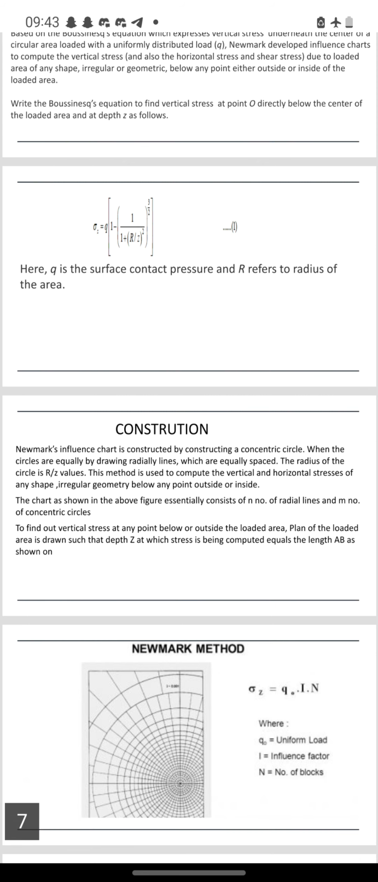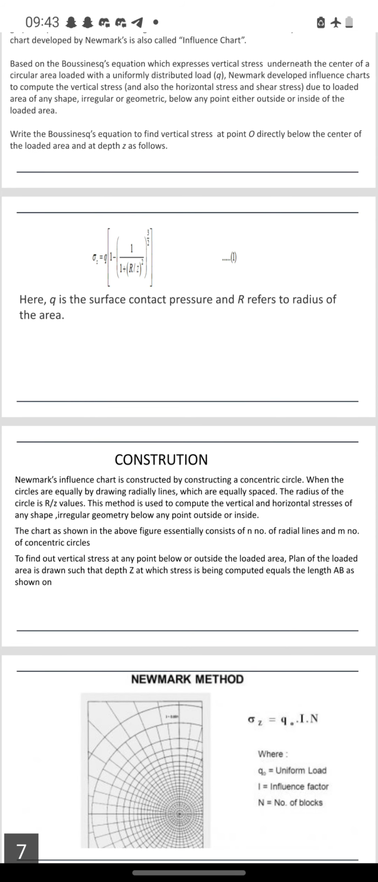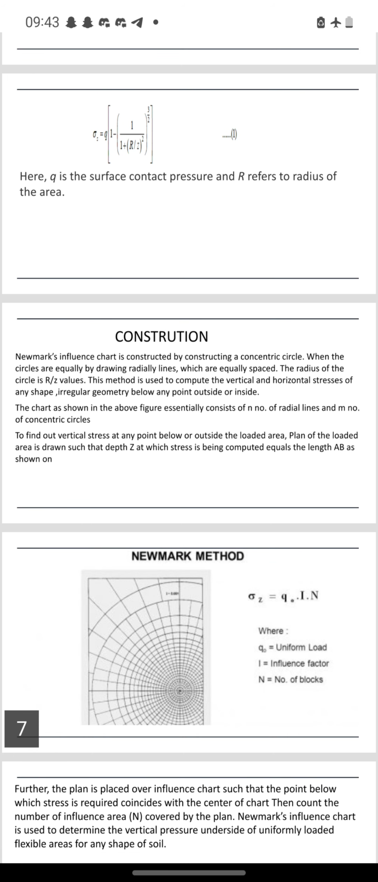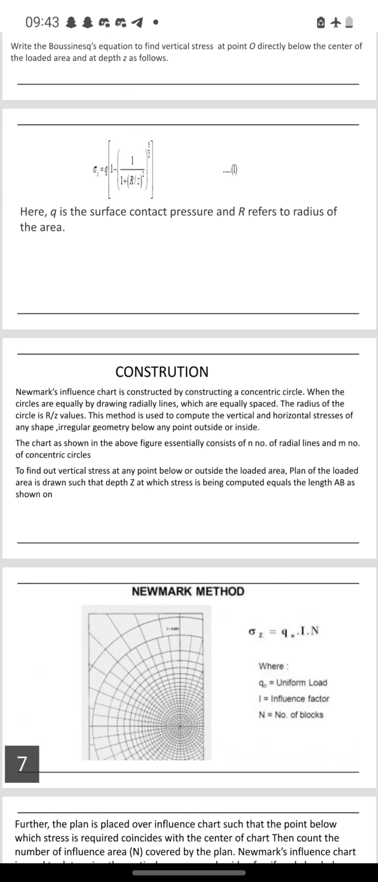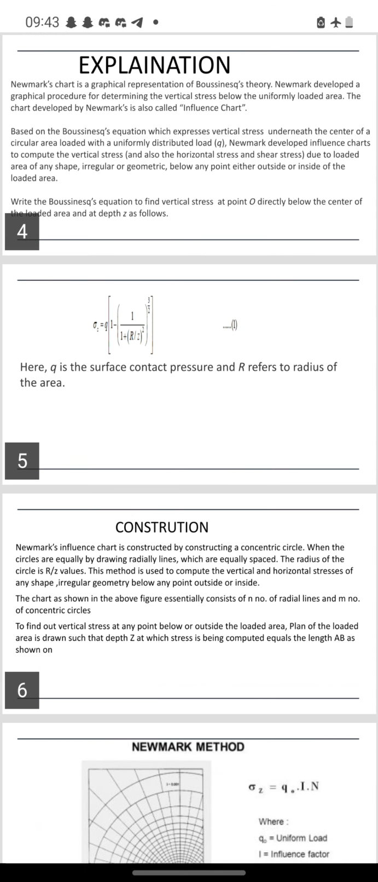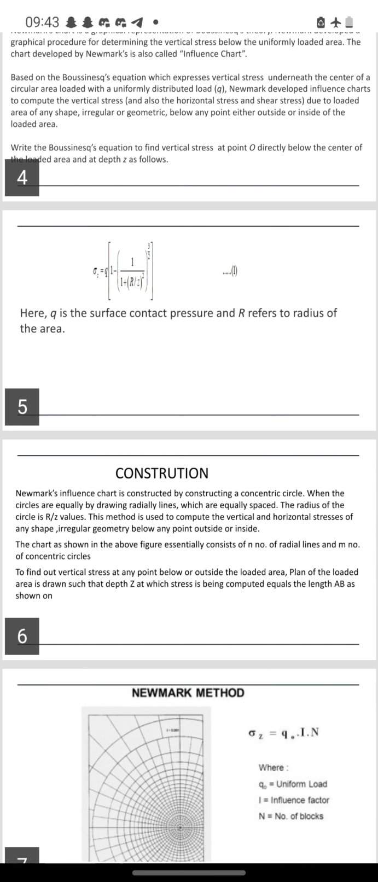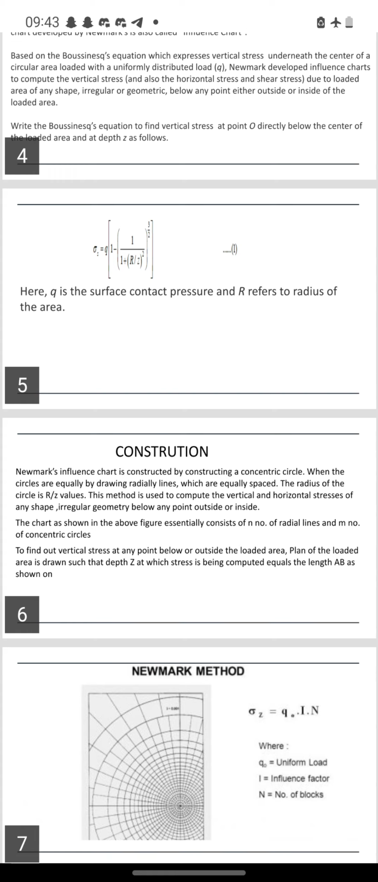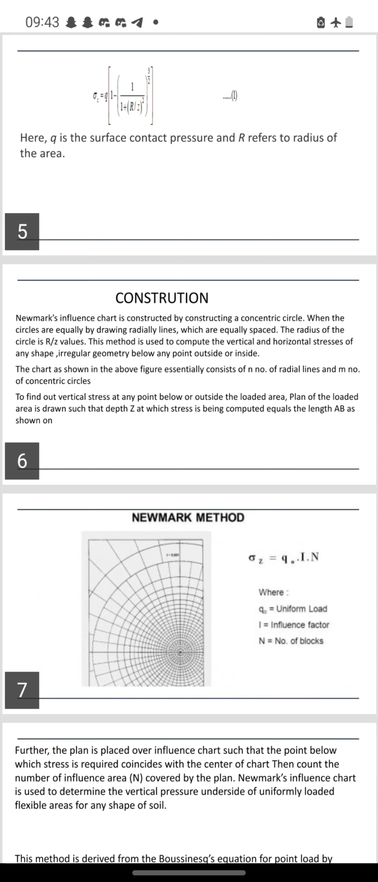The chart, as shown in the figure, essentially consists of n number of radial lines and m number of concentric circles. To find the vertical stresses at any point below or outside the loaded area, the plan of the loaded area is drawn such that the depth z at which stress is being computed equals the length of AB as shown. Newmark method.